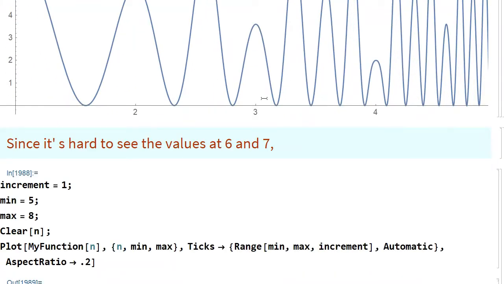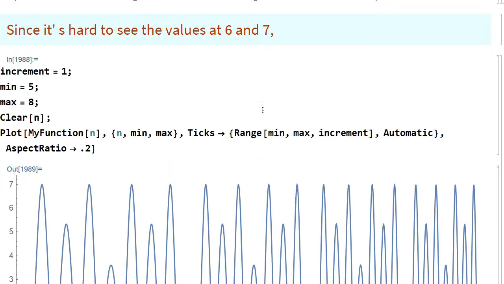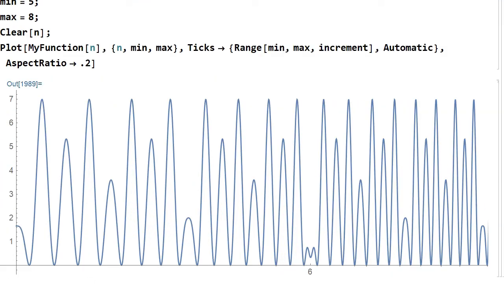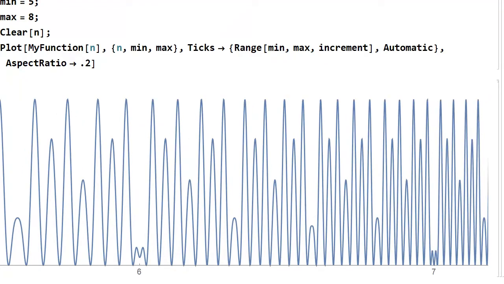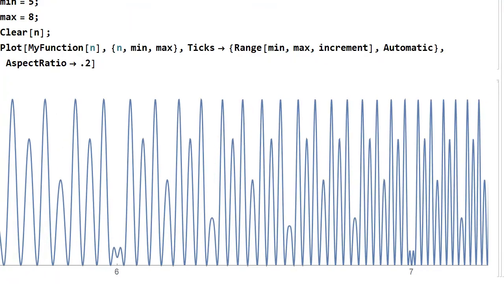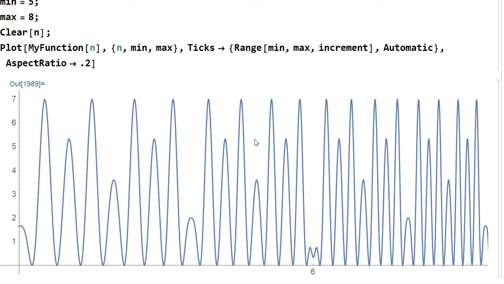We didn't see values 6 through 7 yet, but here they are. So value 6 is clearly a relative minima, and 7 is also. So it's just at the extrema. Not that it really means anything, but that's just what's going on.